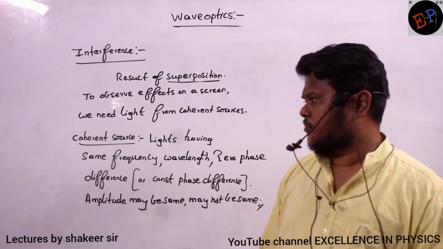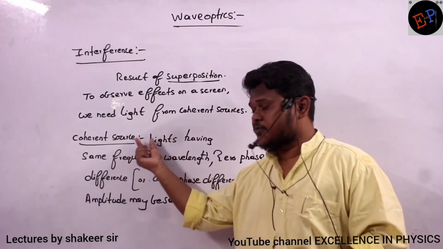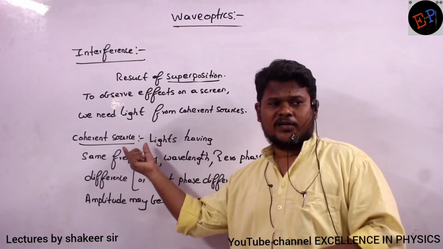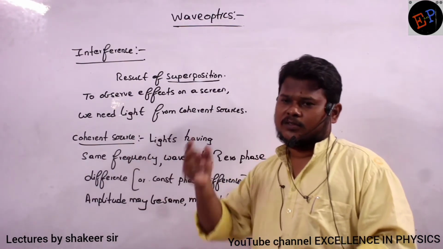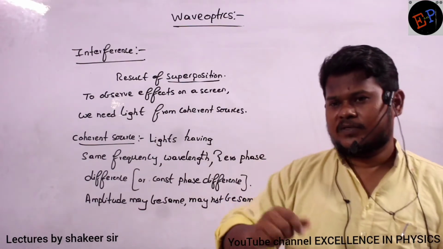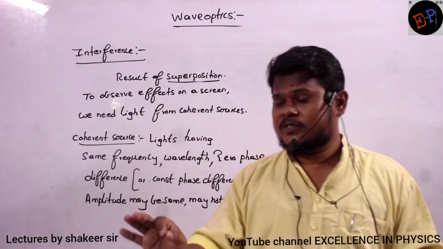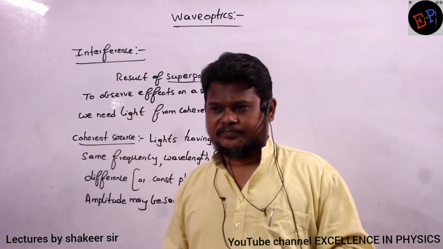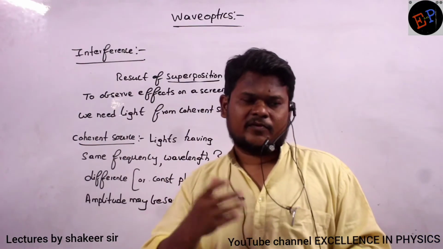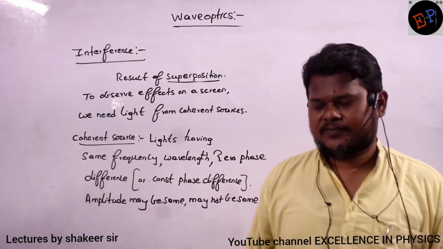Therefore, what I require is coherent sources of light. A coherent source of light means sources of light having the same frequency, the same amplitude, and a constant phase difference or zero phase difference. Okay? Can you say from where I can get such kind of lights?